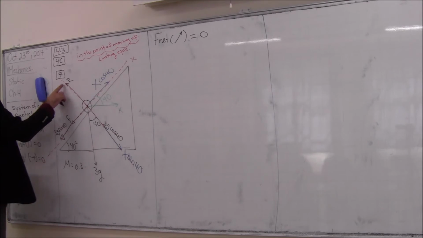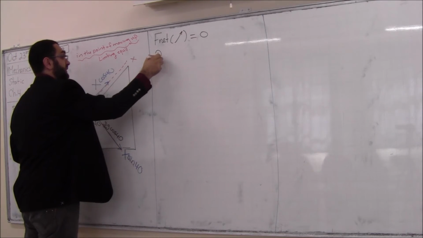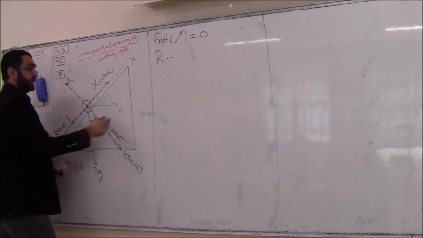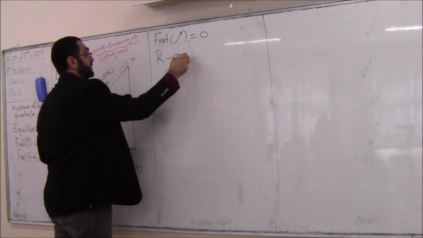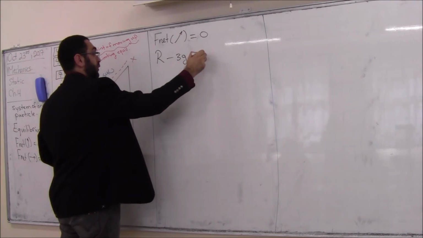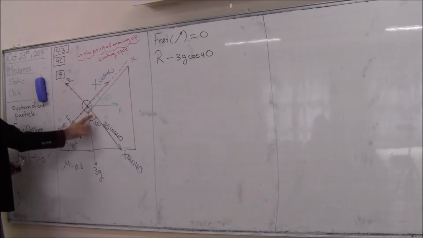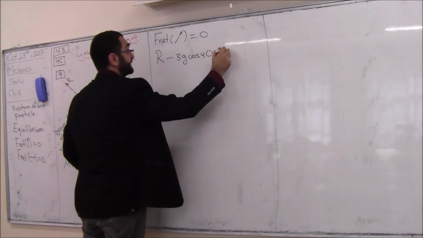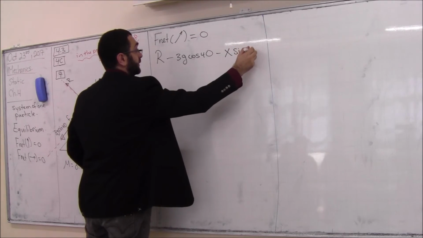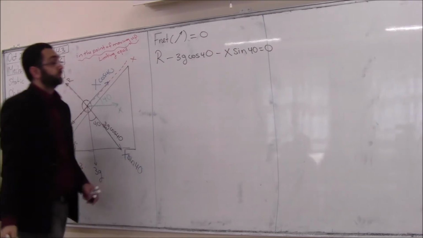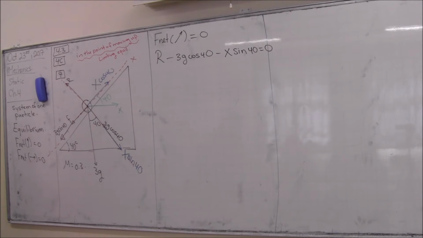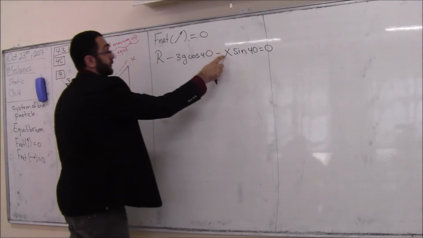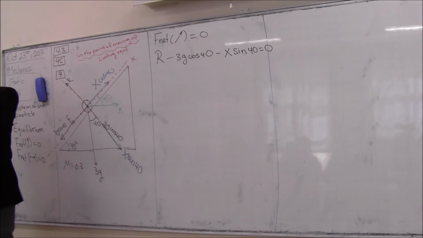So what do we have here? R minus 3g cosine 40, right? R minus 3g cosine 40 minus x sine 40 equals 0. Can I find R? I have to find x, right? In order to find R, I have to find x.